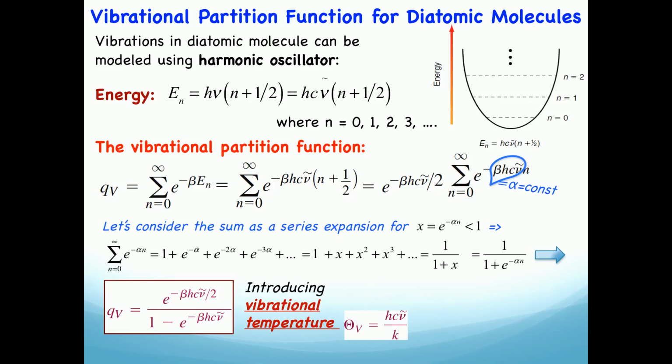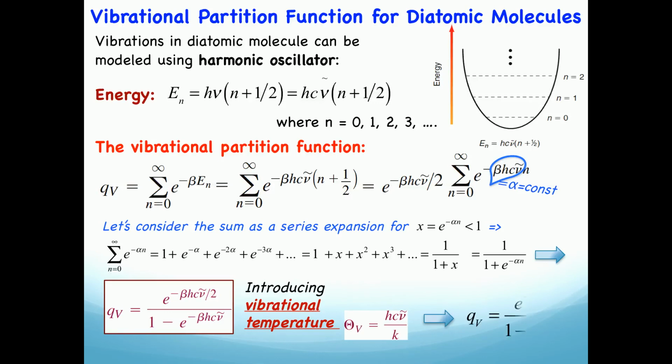And the same approach, if you take K in the standard units, then you need this hc. Or you can think that if frequency is given in wave numbers, you take K in wave numbers, then you just divide the wave numbers by K in wave numbers to get the vibrational temperature.